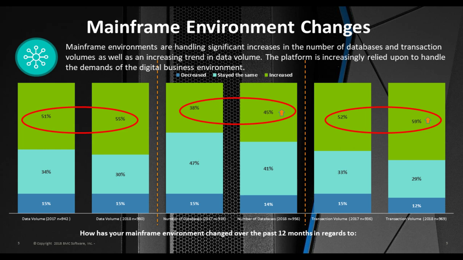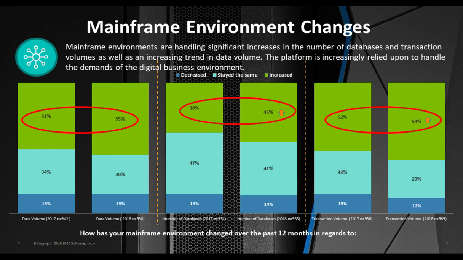So what we have here are three of the questions we asked. The first question, on the far left side, is about data volume and how that has changed. The green bars are increased. So you look at that number and you say, well, it went from 51% to 55% of respondents saying data volume is increasing. And then in the middle, we asked about the number of databases, which increased from 38% to 45%.